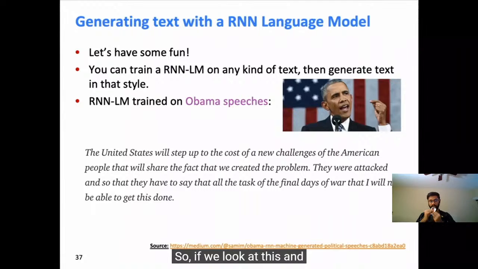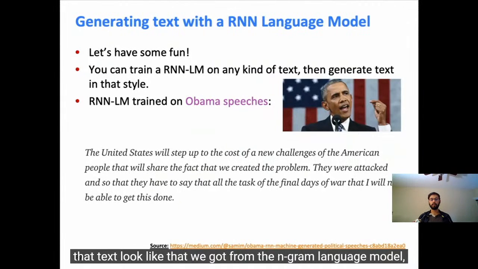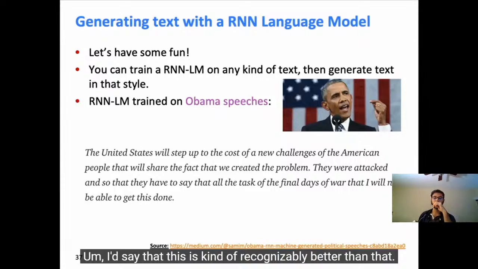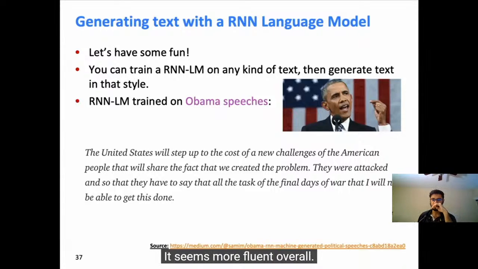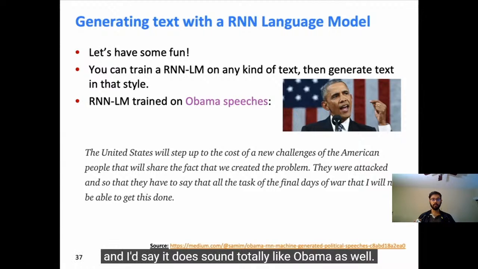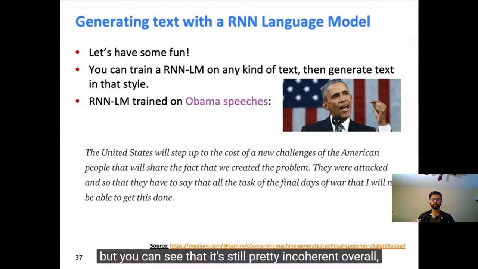Okay, so if we look at this, and especially think about what did that text look like that we got from the n-gram language model, the one about the price of gold, I'd say that this is kind of recognizably better than that. It seems more fluent overall. I'd say it has more of a sustained context in that it kind of makes sense for longer stretches at a time. And I'd say it does sound tonally like Obama as well. So all of that's pretty good, but you can see that it's still pretty incoherent overall.